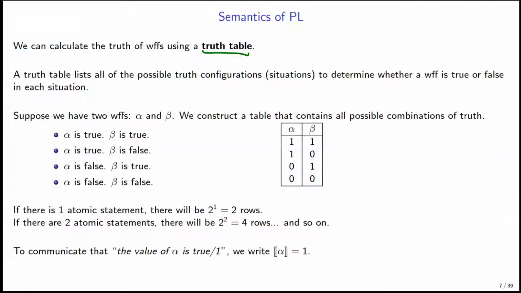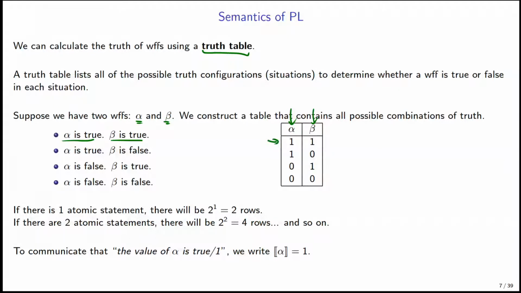Let's say we have two well-formed formulas, alpha and beta. We want a truth table that contains all possible combinations of truth. It's kind of like building a power set in a way. So what we do is we put our propositions on the top of each column. So alpha and beta, those are the headings, that's what we're looking at in that column. And then we have different possible combinations. So in our first line, we have alpha is true and beta is true.